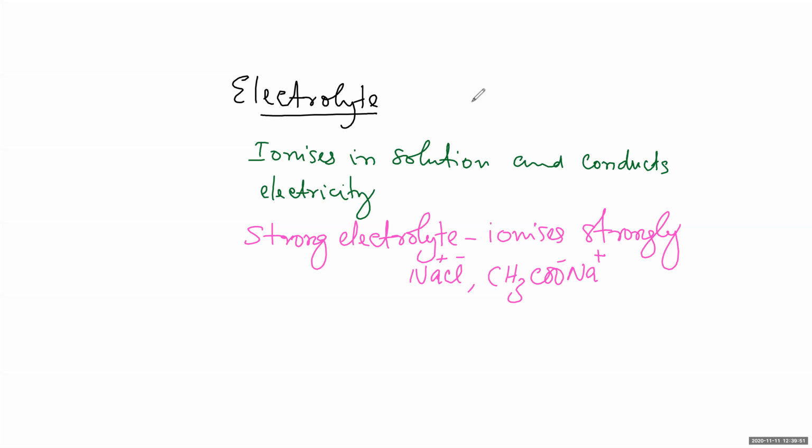But what about the weak electrolytes? A weak electrolyte is one which ionizes weakly. Very weak ionization, feeble ionization. Only a small extent of ionization. So a small number of ions will be produced in solution. That means they are not completely ionized in solution.